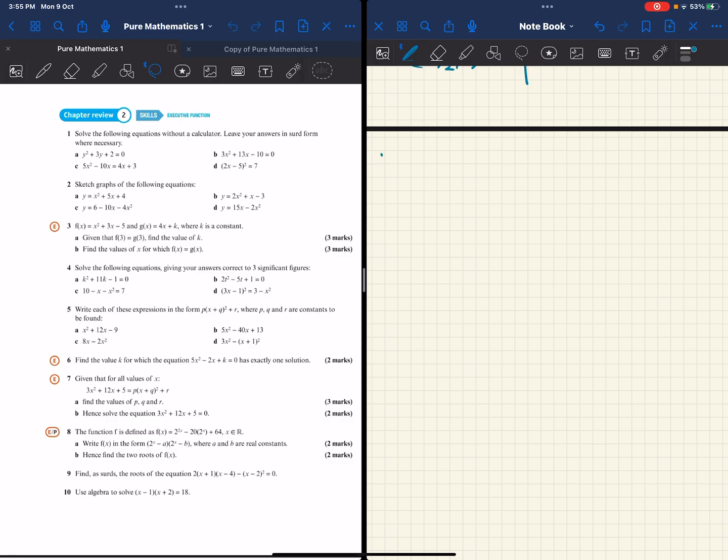Moving on to question number C. We have y is equal to 6 minus 10x minus 4x squared. So this can be written as -4x squared minus 10x plus 6. Product is equal to -4 into 6, so -24. Sum is equal to -10. So 12 twos are 24. Since the sum is negative, the bigger number is negative.